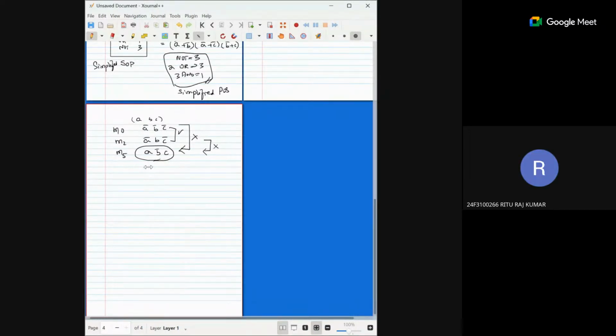Between M2 and M5 there is only 1 bit variation, B and B bar. No, A bar, B bar, C bar. Sorry, A, B bar, C bar. A, B bar, C. So here this bit is also varying, and this bit too. Yes, totally 3 bits are varying.